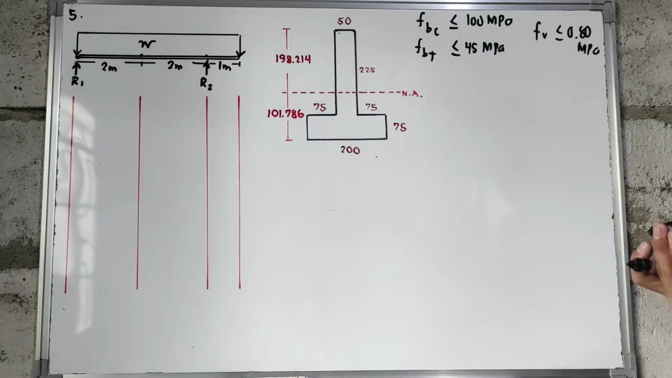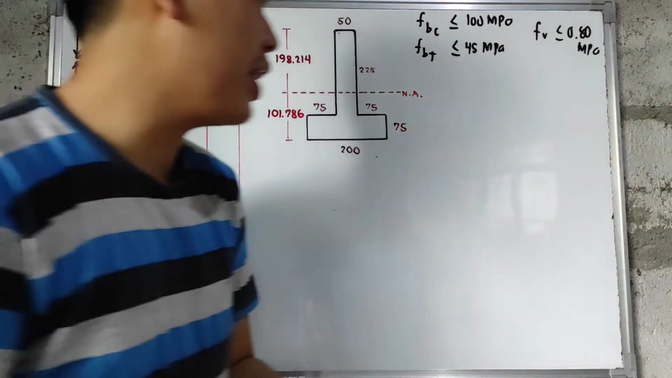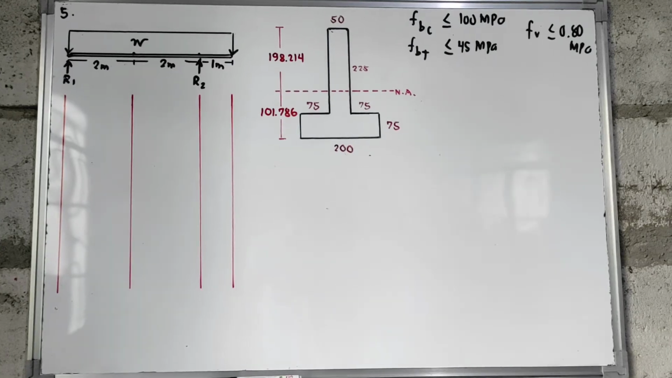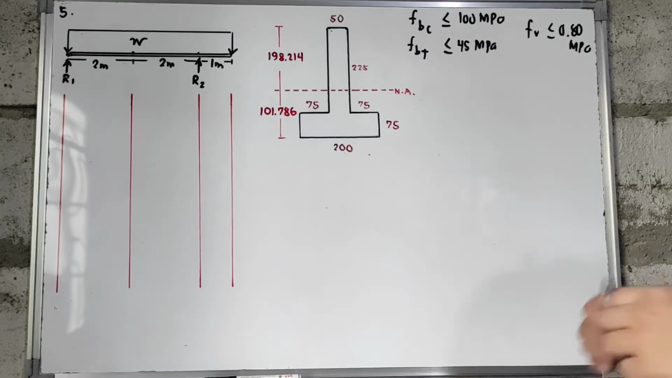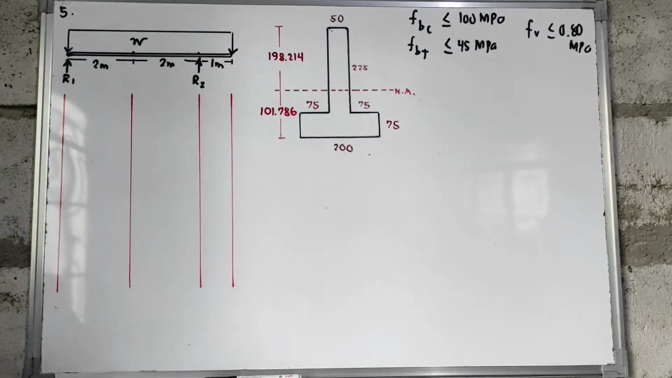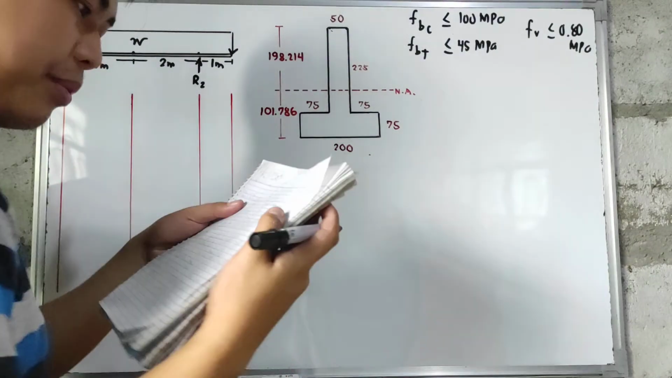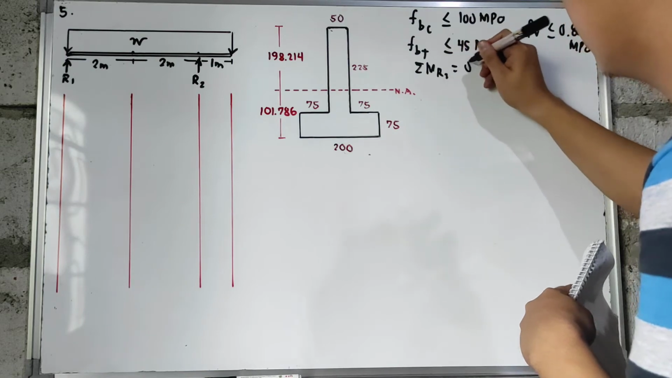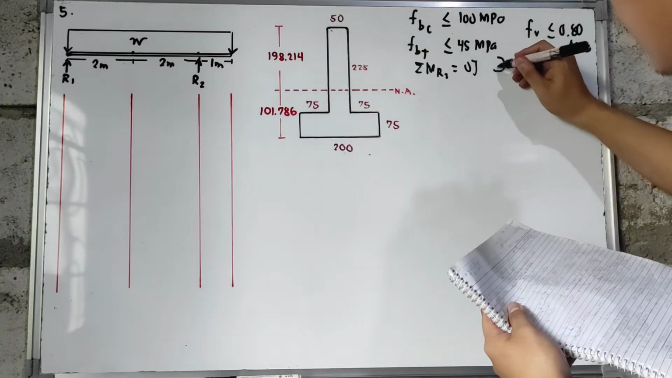value of your W. Siyempre, to solve for that, we must know the value of your Vmax and the value of your Mmax using muna etong shear and moment diagram natin. So let us solve for the value of your R1 and the value of your R2 by means of summation moment. So summation moment muna tayo sa R2 to solve for the value of your R1. So let's say na clockwise is positive.